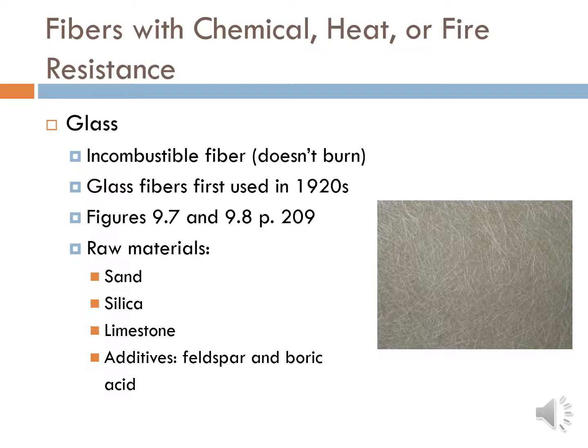Traditionally, glass fibers are not used in apparel that we wear because when the fiber breaks, it creates very small glass shards and can cause severe skin irritation. So today what you'll primarily see glass fibers being used for is home insulation. You know, that pink stuff that they put inside houses. Glass fibers are made from a combination of sand, silica, limestone, and then the additives of feldspar and boric acid. And if you want to see a microscopic view of glass, you can take a look at that on page 209, figures 9.7 and 9.8.